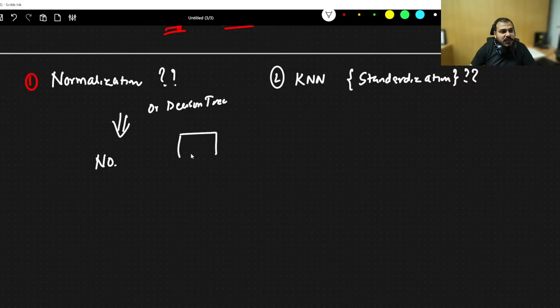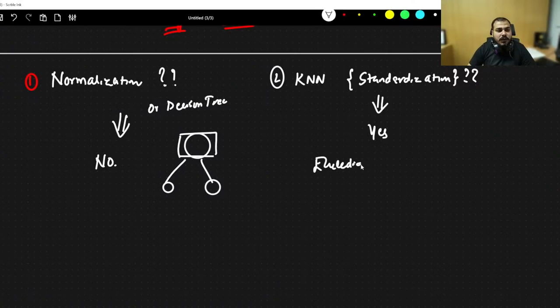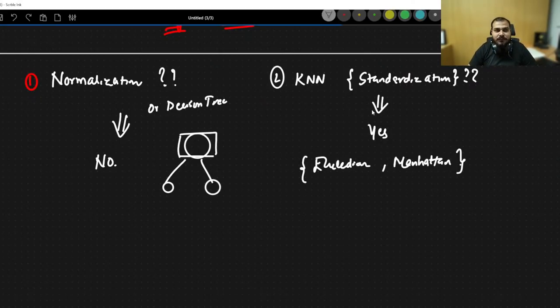Because understand, a decision tree will basically do the splits, right? If you scale the data also, that split won't be that much affected. But if I talk about KNN, whether standardization or normalization is required over here, the answer is yes. Because here we use two things: Euclidean distance and Manhattan distance. Because of this, you definitely have to apply standardization so that the distance computation becomes easy. So this is one of the most common interview questions asked on random forest.